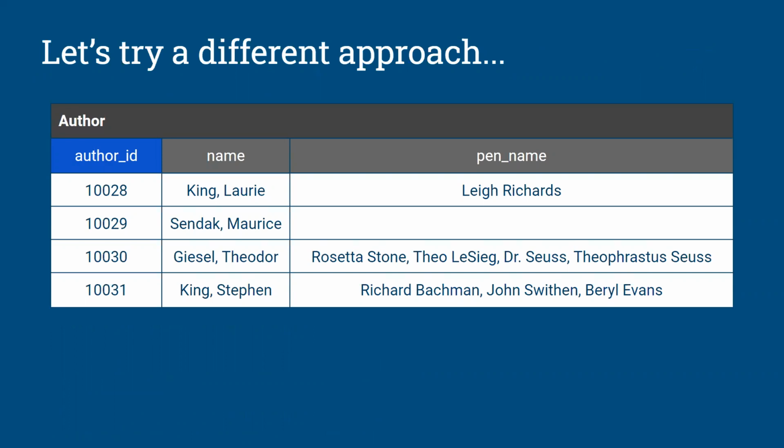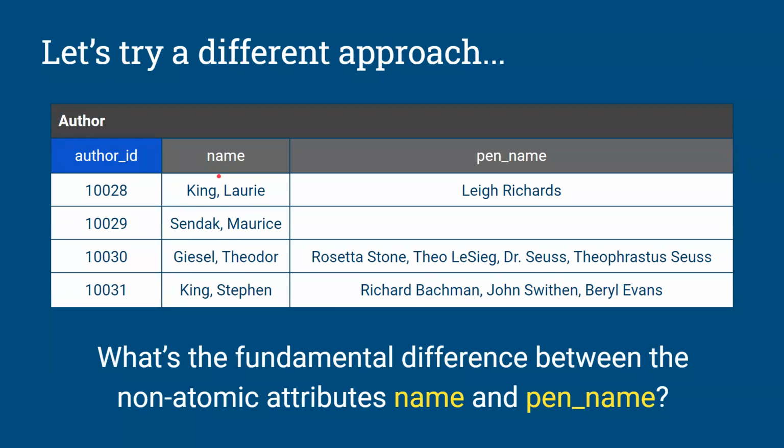Okay, so let's take a look at this differently. I've gone back to where I've left name as a non-atomic, or multi-valued, attribute. There is something fundamentally different, and we solved pen name the same way we solved first and last name. We split it horizontally. We just had to make a column for every value and call it good. But there is something really fundamentally different between name and pen name, at a low level.